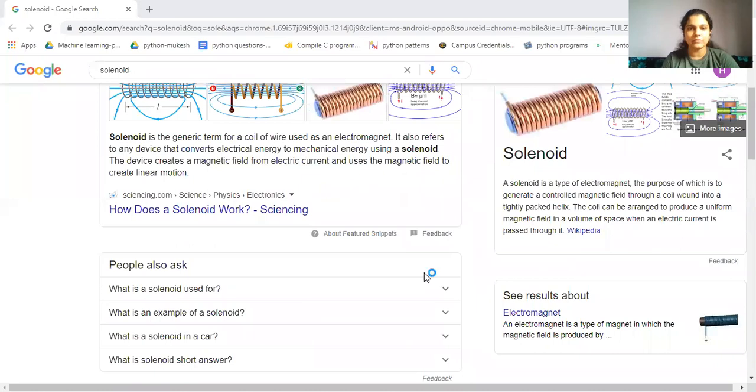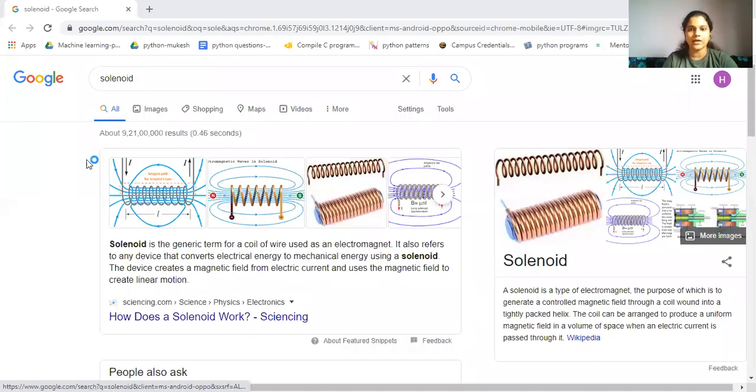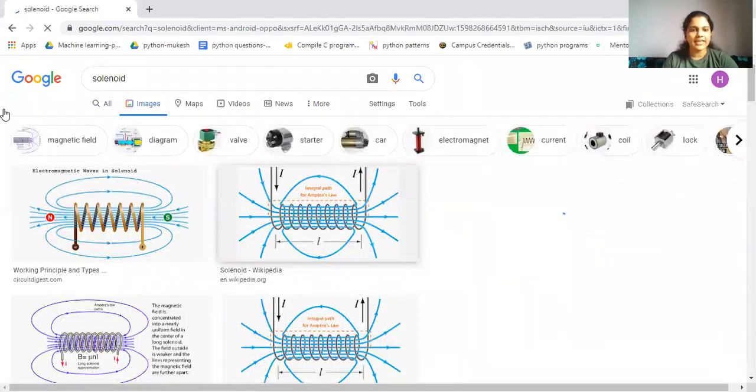Okay, students, before that, I would like to show you what a solenoid is, because for many days I've been explaining it, but I'm not sure if you all know exactly how it looks. You can see the diagrams, right? Please let me know. Yes, ma'am. Okay, fine. So let us just take any diagram.